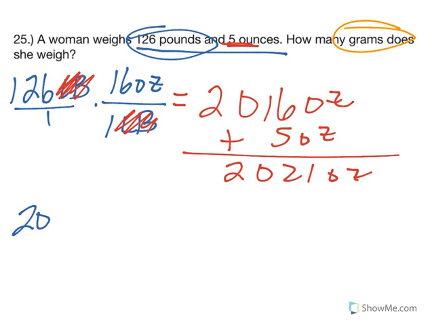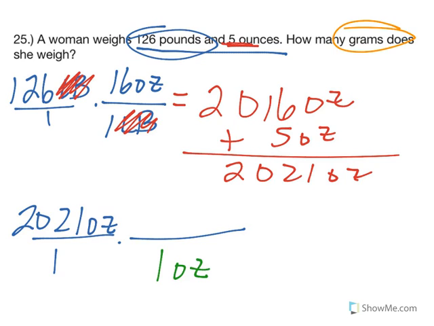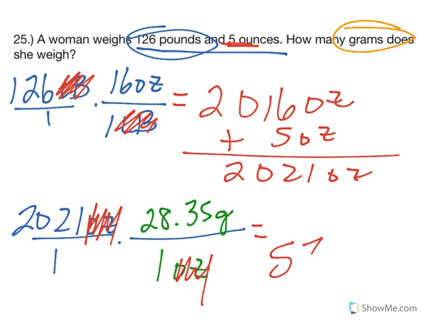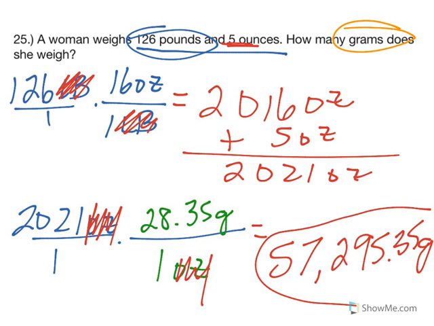So if I start with 2,021 ounces over 1, you can see that the table tells us that 1 oz is 28.35 grams. And this right here makes my ounces go away. And when I multiply across, I get 57,295.35 grams.